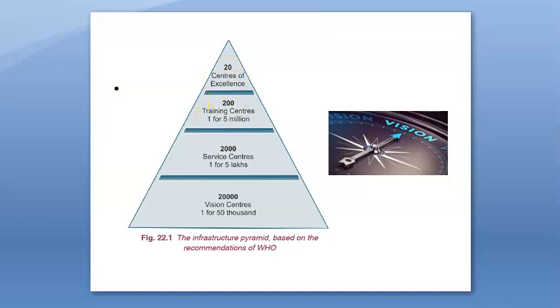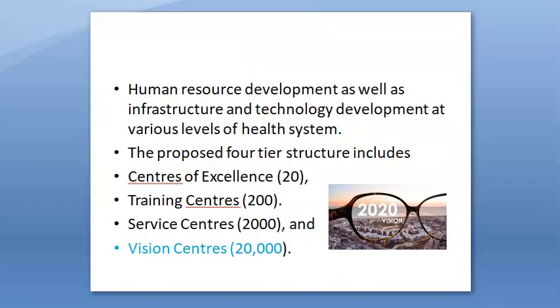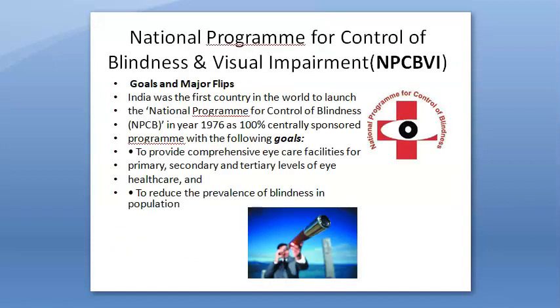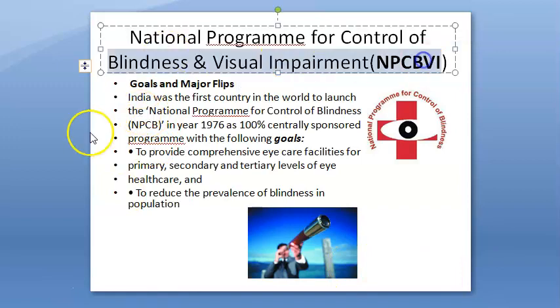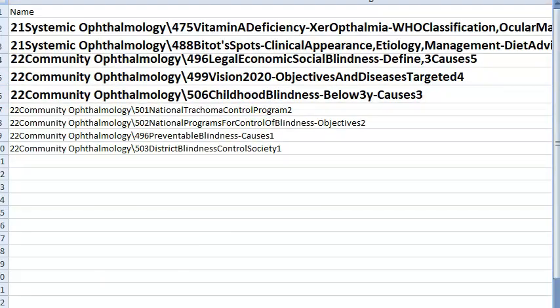20, 200, 2,000, 20,000. Remember. Then what else you have here? Vision centers, 20,000. You know that, right? That's it. Then you have National Program for Control of Blindness and Visual Impairment. This is India one. This was there much before Vision 2020. So when Vision 2020 was given, our country adopted Vision 2020 into our existing National Program for Control of Blindness and Visual Impairment.